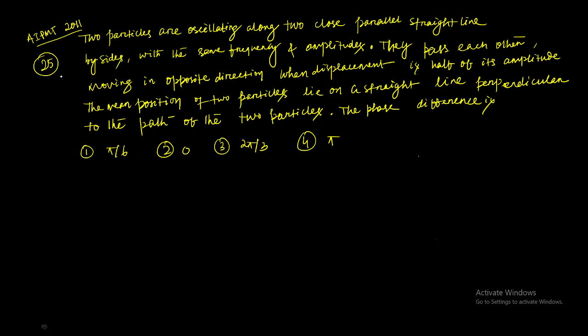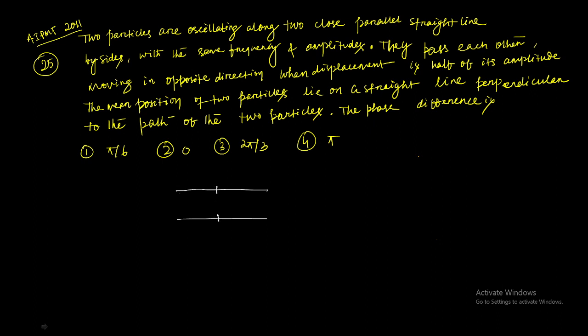Now see, 25 number question. Two particles are oscillating along two close parallel straight lines side by side with the same frequency and amplitude. They pass each other moving in opposite direction when the displacement is half of its amplitude. The mean position of two particles lies on the straight line perpendicular to the path of the two particles. The phase difference is. So what they are basically telling is, one particle is moving and in another parallel path both particles are moving.